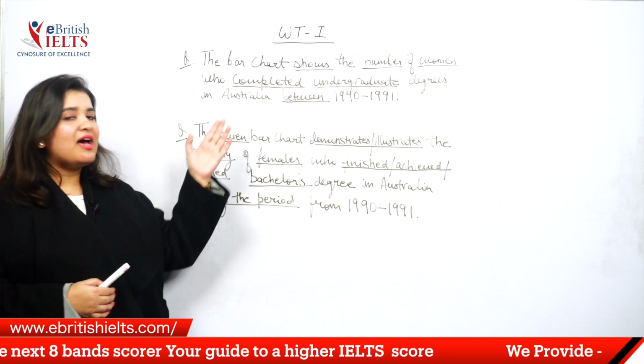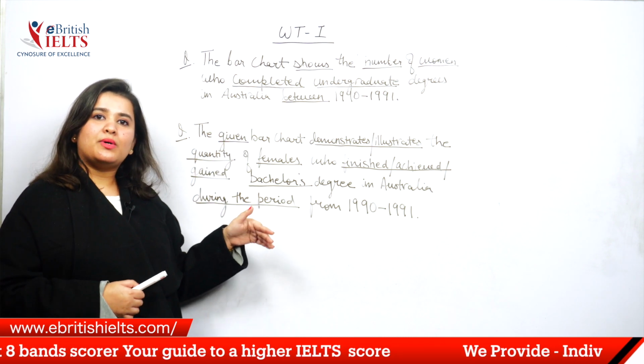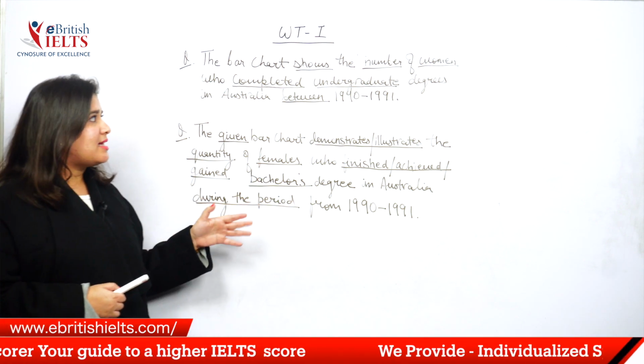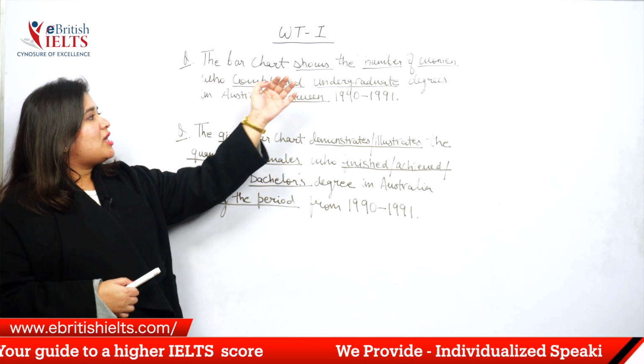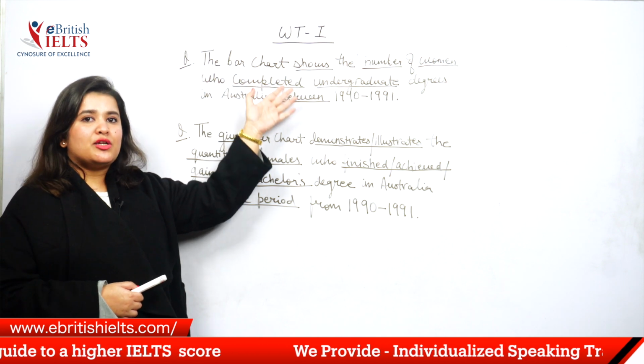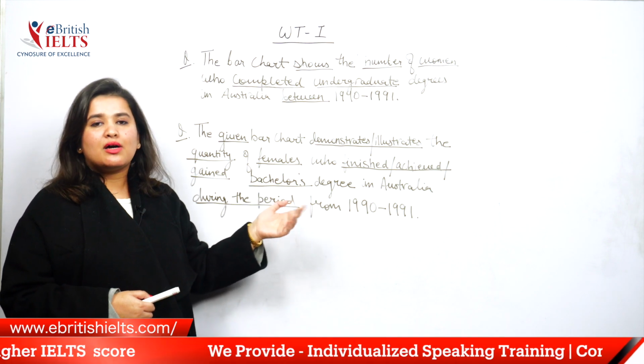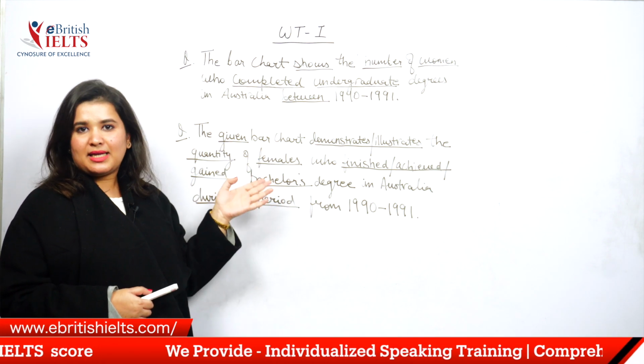So here we have changed some words, but we have not changed the positioning of those words. For example, we'll see the bar chart shows. Now we cannot change the bar chart. Obviously it's a bar chart, we have to call it a bar chart. We cannot call it a pie chart or a line graph. So this will remain as it is.